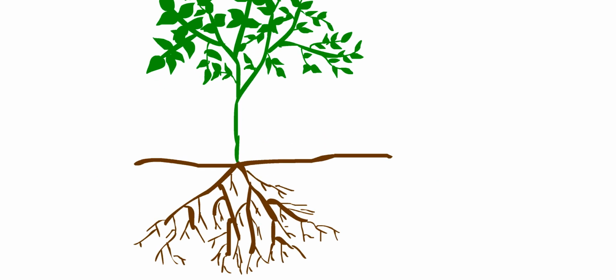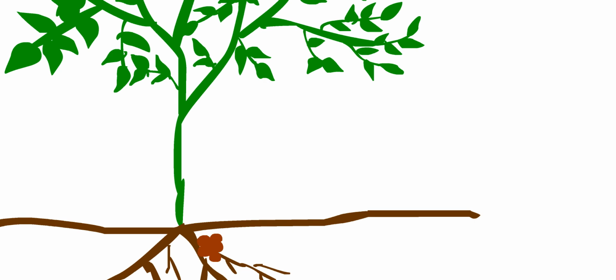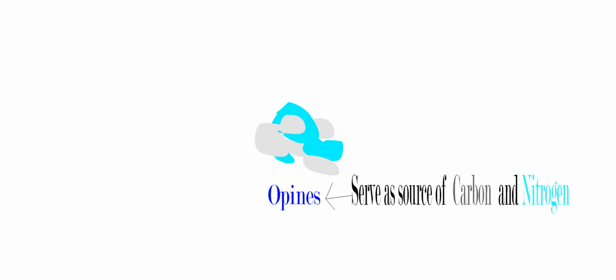Crown gall disease caused by Agrobacterium tumefaciens is characterized by unlimited plant cell proliferation, which makes them grow autonomously on synthetic media in the absence of hormones. They also contain one or more unusual amino acid derivatives known as opines that serve as a source of carbon and nitrogen for the bacterium.